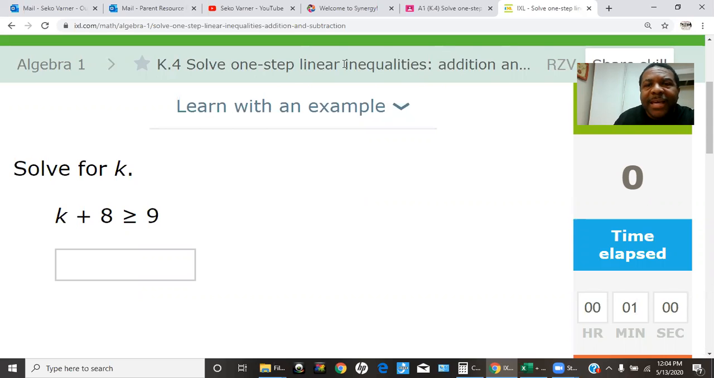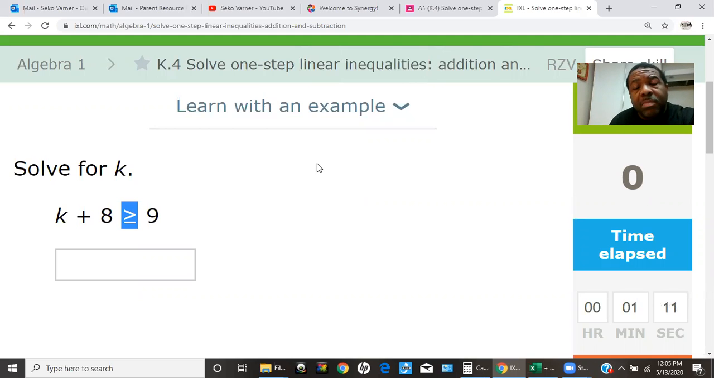One-step linear inequalities. Inequalities are greater than, less than, greater than or equal to, less than or equal to, and not equal. Those are all inequalities. And inequalities aren't just one number. They're a bunch of numbers. An equality, 1 plus 1 equals 2, is one number. An inequality is a bunch of numbers. K is greater than 5. So K can be 6, 7, 8, 9, 10, 11, 12, all the way up. Inequalities, a bunch of numbers. Equality, one number. How do we solve this?